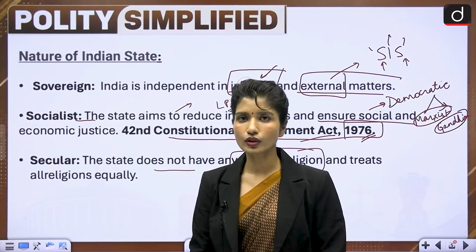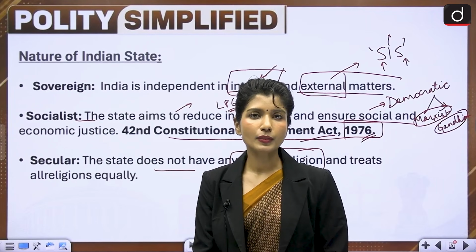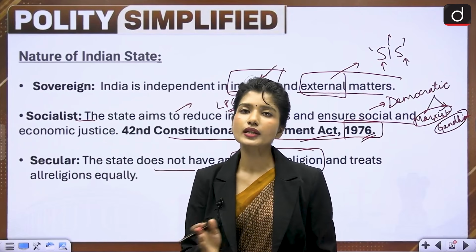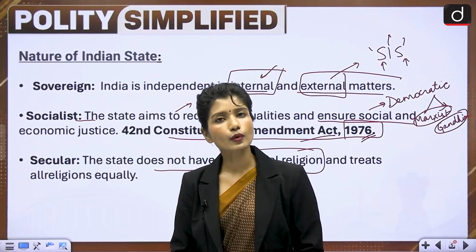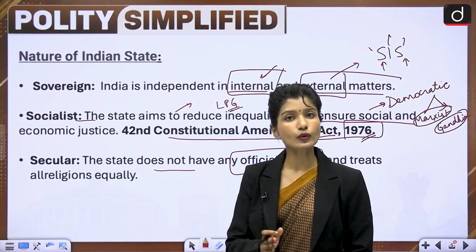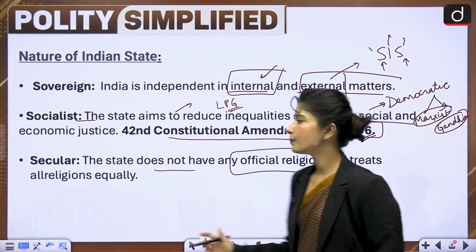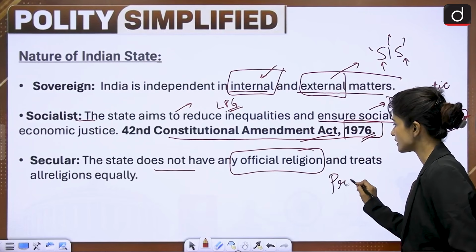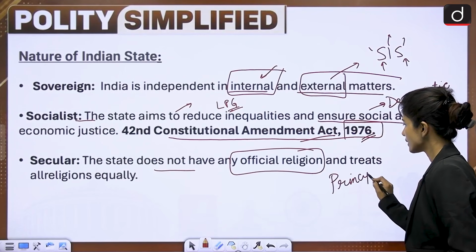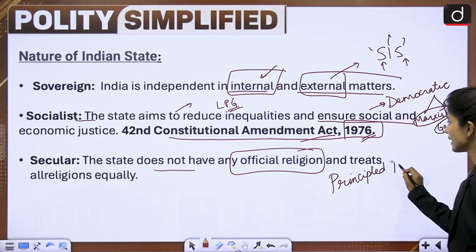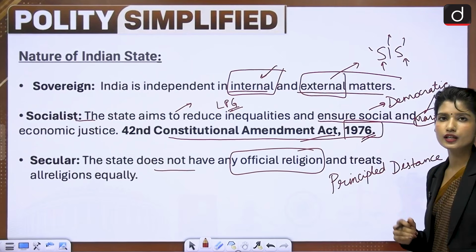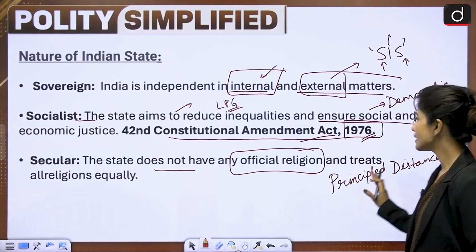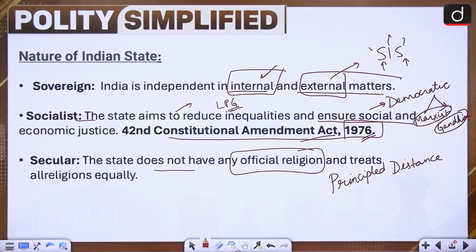Now that does not mean good or bad. Negative secularism simply means that there is complete separation between state and religion. There will be no interference whatsoever. But in case of positive secularism, we give equal respect to all religions and we practice something called principled distance. What is that? Principled distance means that the state will be distant from religion, but at the same time, if there is a need, then the state can interfere in the religious sphere as well.